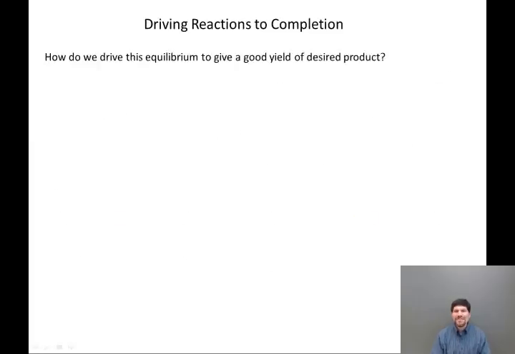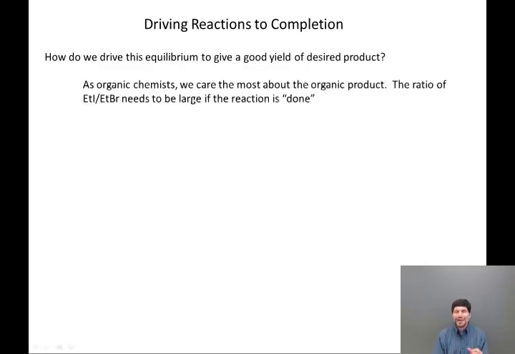So how do you drive an equilibrium to give a good yield of desired product? I want to again stop for a minute and say, what do I mean by a good yield and desired product? As organic chemists, me as an organic chemistry teacher and you as organic chemistry students, what we care the most about is the organic product. We don't care how much we have of inorganic byproducts or inorganic starting materials. Specifically, if a reaction is done, the ratio of ethyl iodide to ethyl bromide needs to be large.